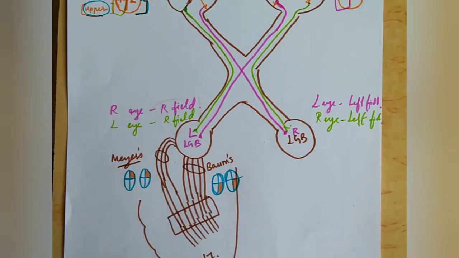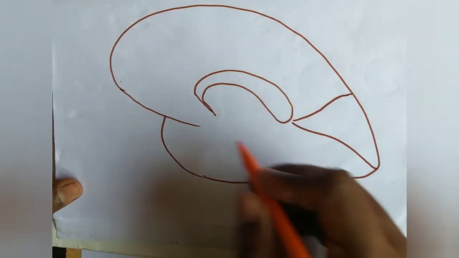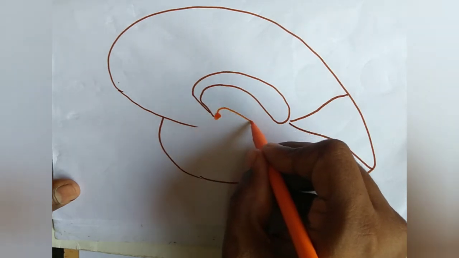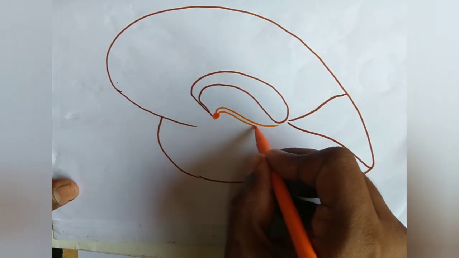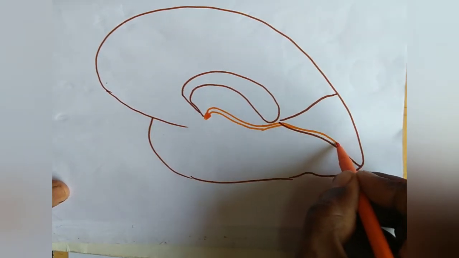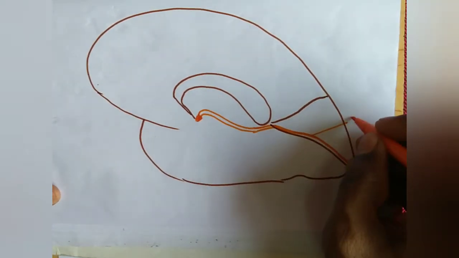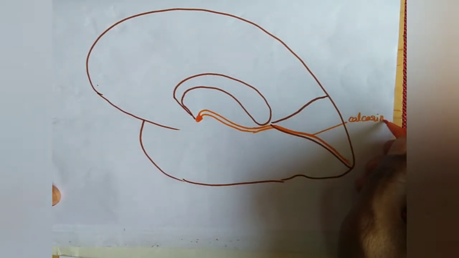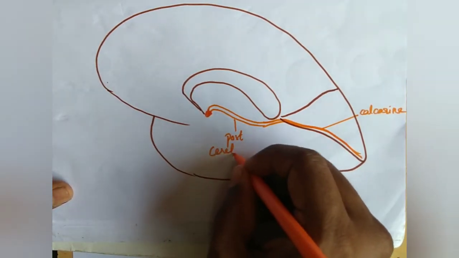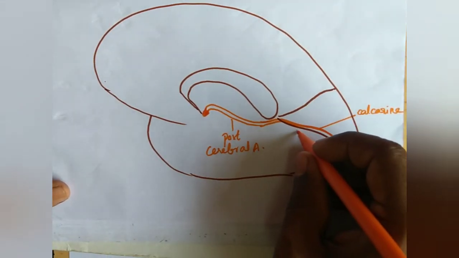And the last thing we should understand is this is the medial surface of the cerebral hemisphere. This is the posterior cerebral artery, which will be traveling posteriorly. A branch of the posterior cerebral artery will be traveling through the calcarine sulcus. This is the calcarine branch of the posterior cerebral artery, and this calcarine branch is the one which is mainly supplying the visual cortex.